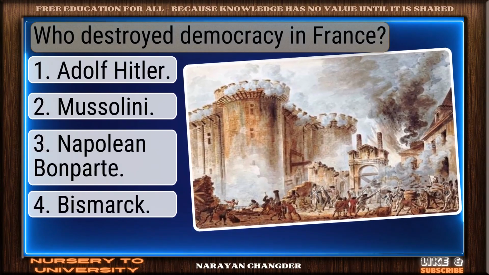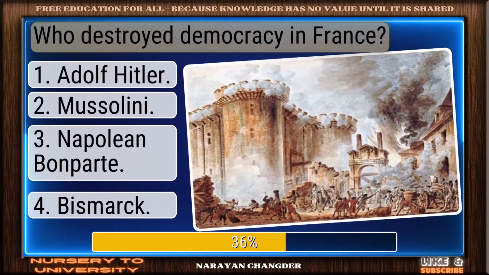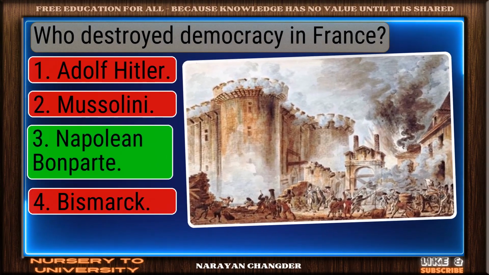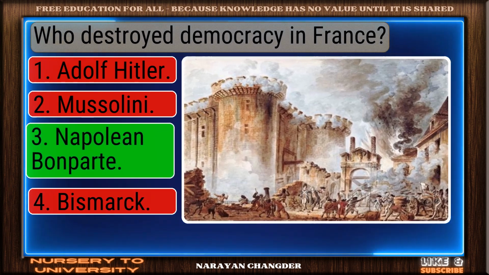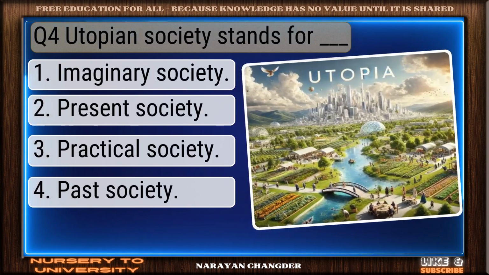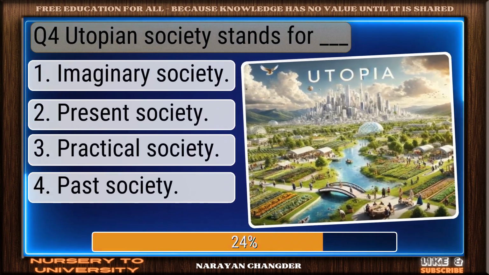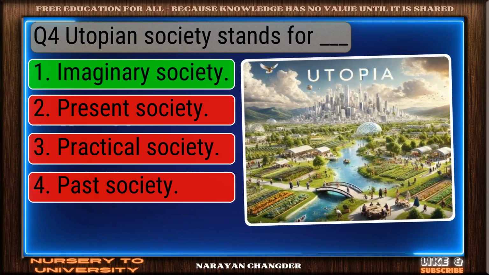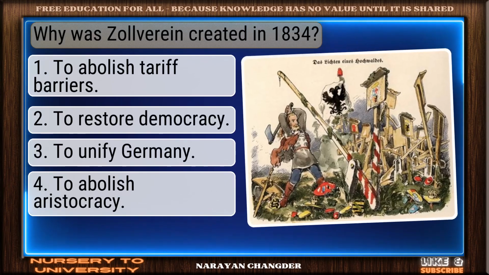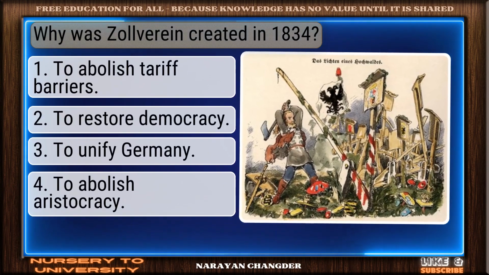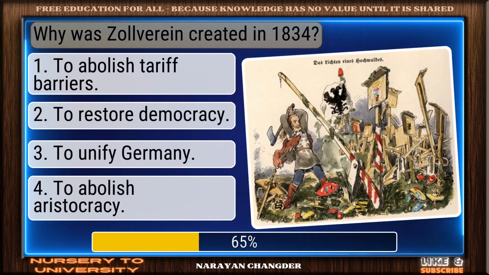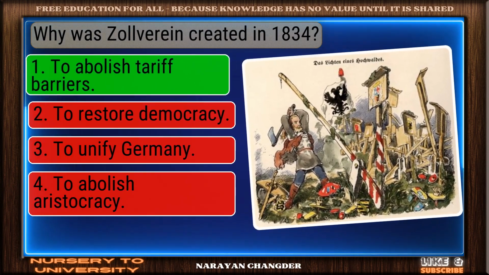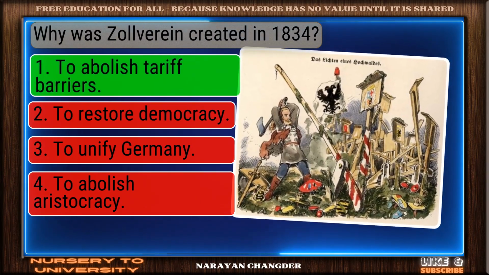Who destroyed democracy in France? Clear logic. Napoleon Bonaparte is sound. Q4 Utopian society stands for dash. Excellent. Imaginary society is well reasoned. Why was Zollverein created in 1834? You got it. To abolish tariff barriers fits.